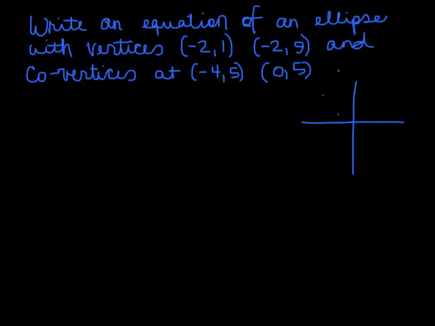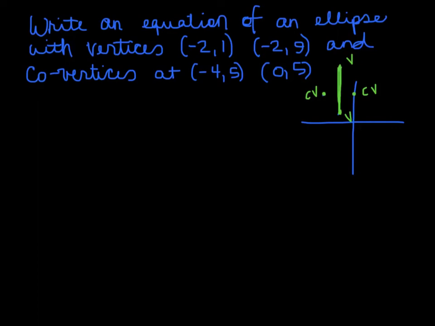Okay, so the last thing we need to do is look at a couple of examples of writing equations of ellipses. And here's one, so if you can pause your computer and write this equation down. We're looking to write the equation of an ellipse with vertices at negative 2, 1, and negative 2, 9, and co-vertices at negative 4, 5, and 0, 5. I'm just going to randomly plot them on here. So if these are vertices, and these are co-vertices, that means my major axis is up and down. It's vertical. The longest part is along my y-axis.